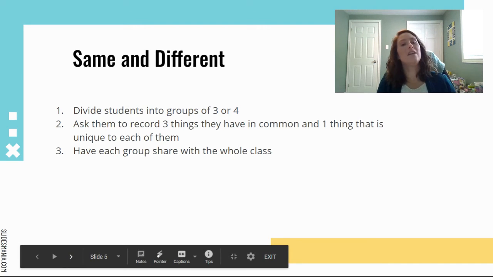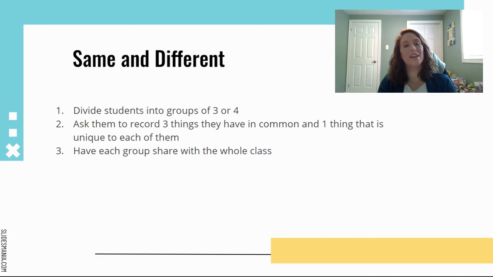And finally, the third icebreaker is same and different. Divide the students into groups of 3 or 4. We don't want huge groups. It works better in a smaller group. Ask them to record 3 things they have in common as a group.